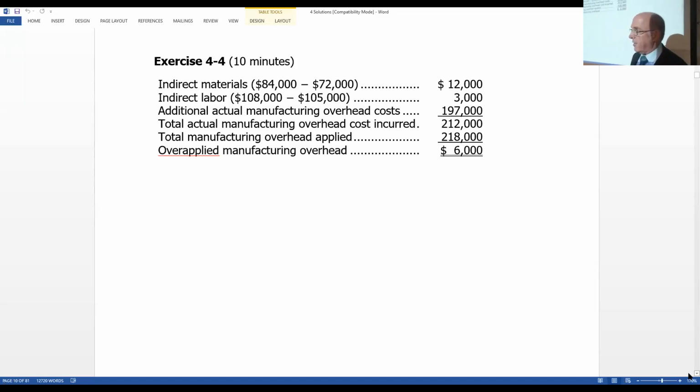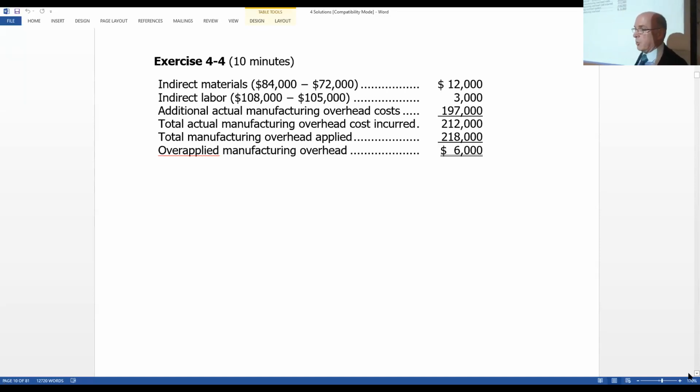What effect does that have on gross profit? Does it increase or decrease gross profit? It increases, yeah, because we're subtracting 6,000 less. Gross profit increases by 6,000. We have to take 6,000 out of our cost of goods sold because we have 218,000 in there now. It should only be 212,000.